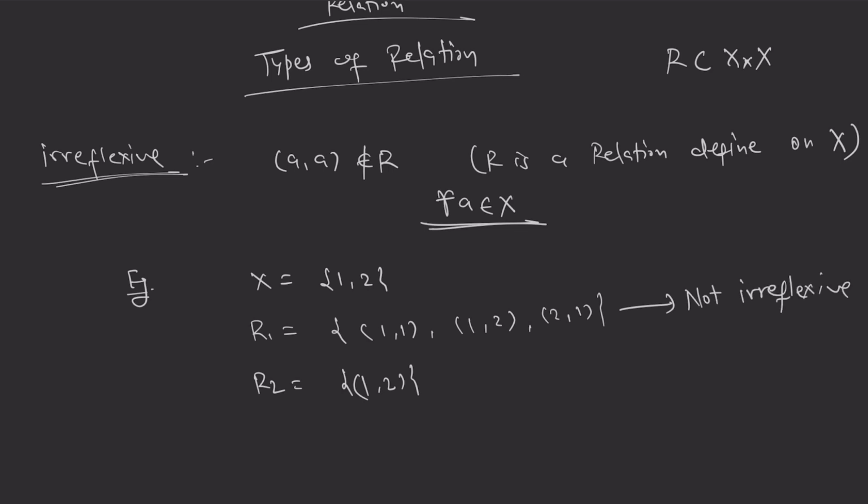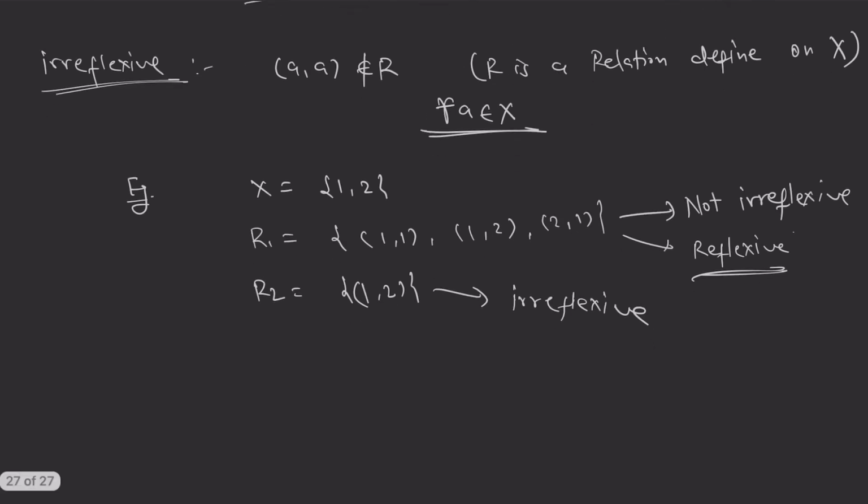And you can see also that it is not reflexive. Why? Because 2 comma 2 is not there. For a reflexive relation, 1 comma 1 and 2 comma 2 both should be there, and for irreflexive, 1 comma 1 and 2 comma 2 should not be there. So R1 is not reflexive, but R2 is irreflexive, because 1 comma 1 and 2 comma 2 are not there.